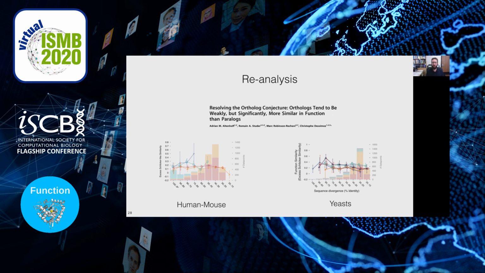So a study that reanalyzed some of these data by taking out all shared authors, not just shared papers, and by trying to remove terms that were especially overrepresented within a species, found for human versus mouse that there was actually no difference between orthologs and paralogs, and that in two yeasts there was slightly more similarity between orthologs and paralogs, as the title says. And I mentioned the yeast too because I'm going to use those in our reanalysis.